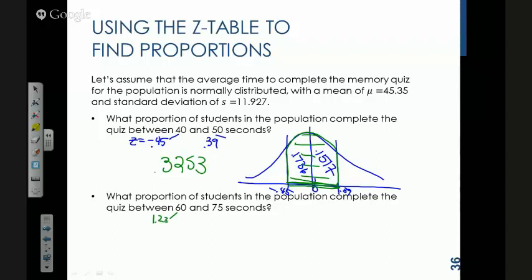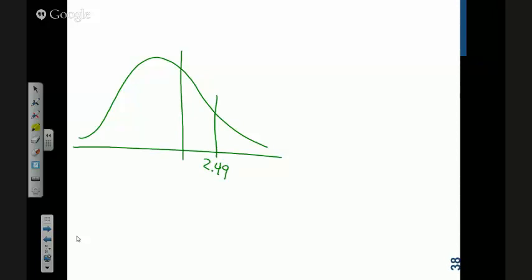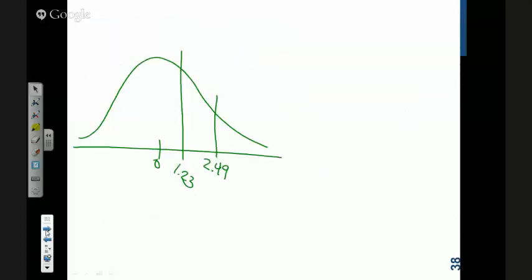Okay, the last one, this Z-score for 60, we already did that, 1.23. What is the Z-score for 75? 2.49. I'm going to give us another slide so I'm not down at the bottom. Okay, so here we have 2.49 as one of the Z-scores. Another one was 1.23. We know zero's here. The question says, what's the area between the 60 and 75, or between those two Z-scores? What is this area here?